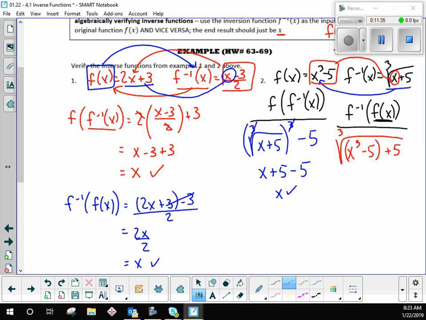So working inside the radical first, because I'm doing my order of operations there. The 5's cancel. And now the cube root cancels the cube, leaving me just x. So that checks. So you can now do your homework. The key is in the back.